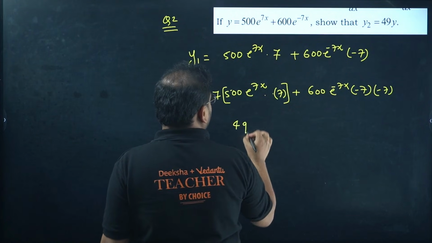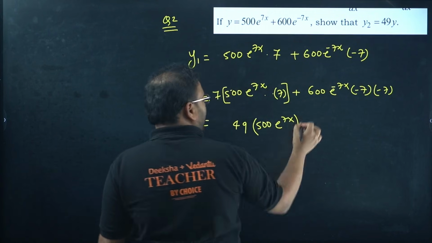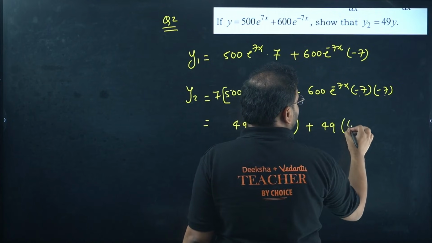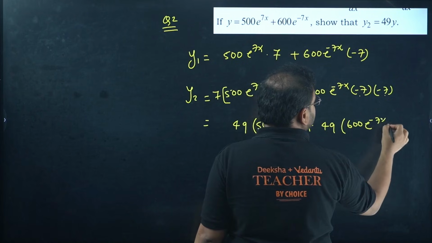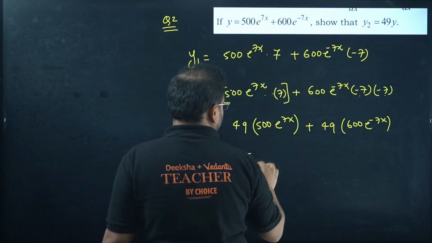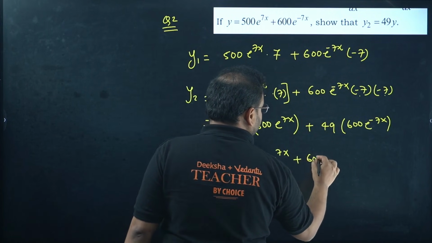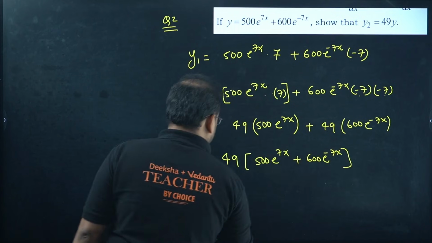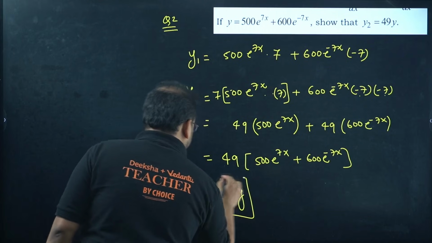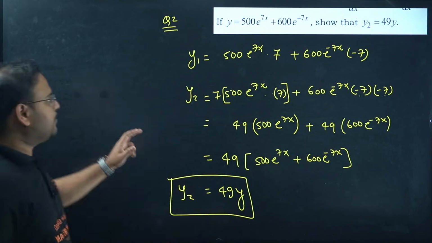That's 49. Okay, and into 500 e power 7x, that's my first term. Over here you check, same way, minus 7 into minus 7, that also is 49, and we have 600 e power minus 7x, and then you take 49 common, and you end up with 500 e power 7x plus 600 e power minus 7x. The answer is nothing but 49y, the second derivative. So this easy? Yes, that easy. Question number 2 is also dealt with.